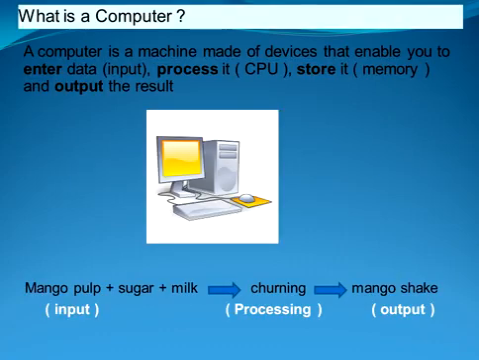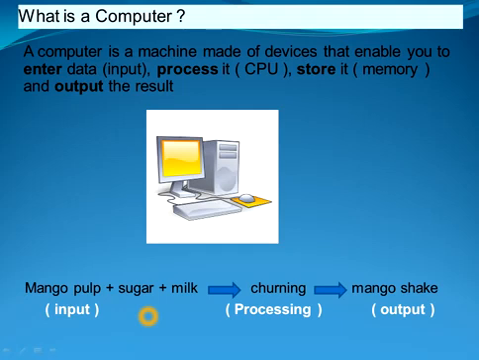So let me start from a basic high level definition of a computer. What is a computer? A computer is a machine made of devices that enable you to enter data, process it, store it and output the result. Let me give you a very basic definition.